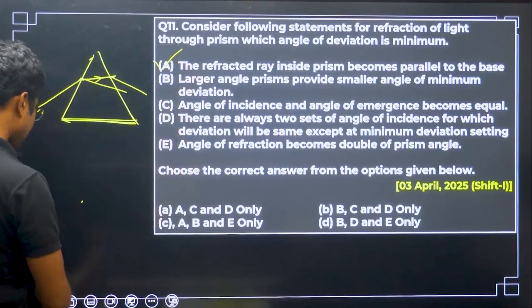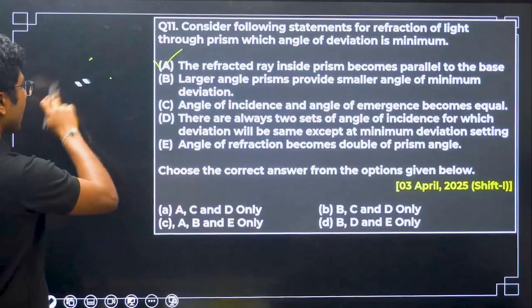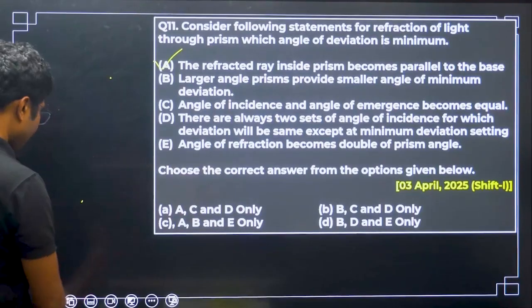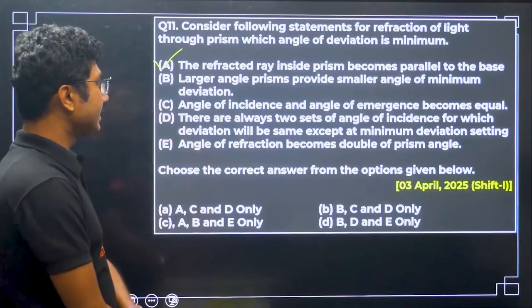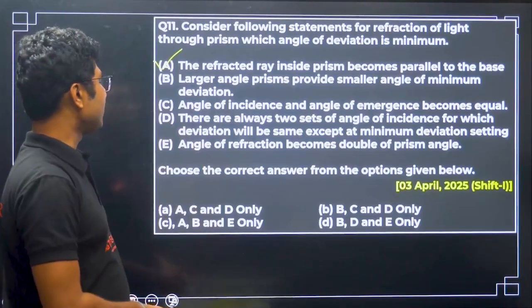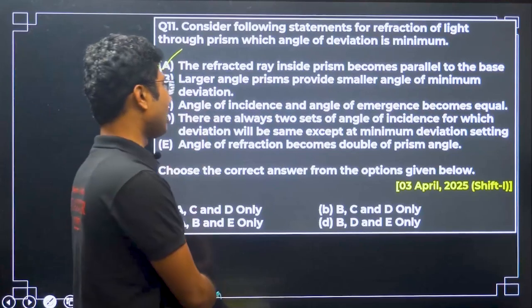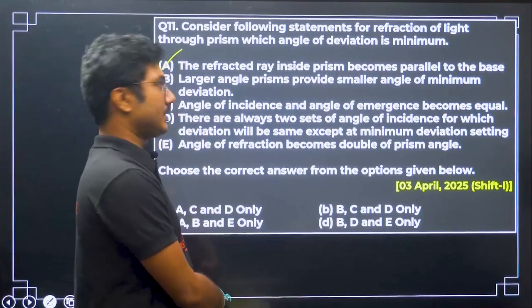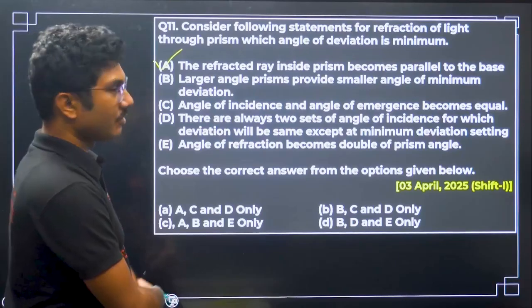So this is the correct statement, but this is not the answer. If you see the options, the options have multiple correct statements, so let's see what the other correct cases are. Angle of incidence and angle of emergence become equal. The larger the angle of prism, the smaller the angle of minimum deviation.